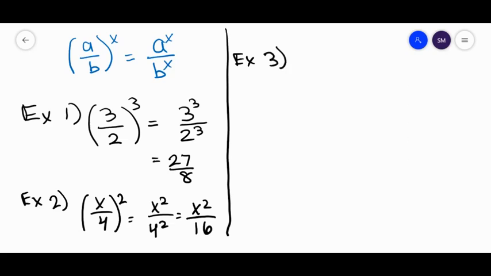We can also apply the rule in the other direction. So for example, 27 squared over 9 squared is equal to 27 over 9 squared, which equals 3 squared, which is 9.